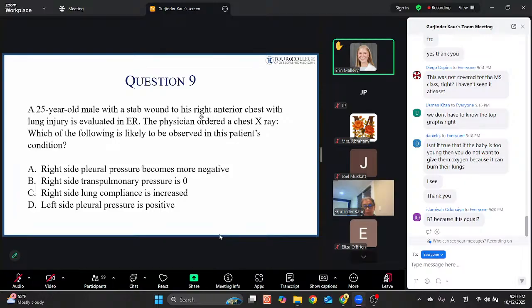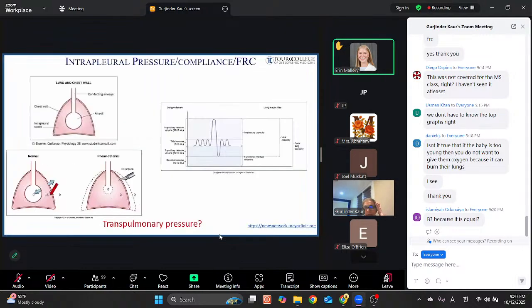I was going to say B, because when you puncture the chest, you essentially lose your transpulmonary pressure. It becomes 0 when it's normally negative, I think -5. What the transpulmonary pressure does is it keeps the lungs from collapsing, and it pulls them back. But now the lungs are going to collapse because it's 0. Very nice, very well explained, Aaron.